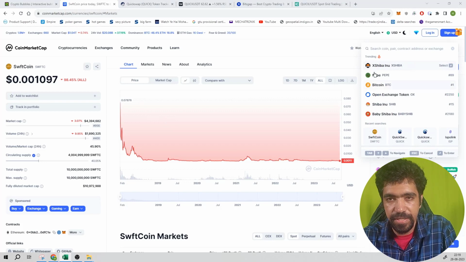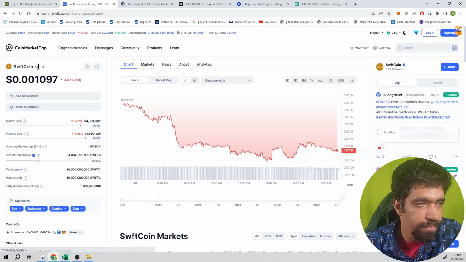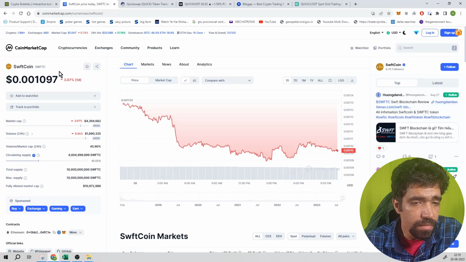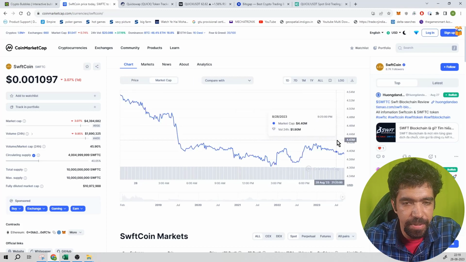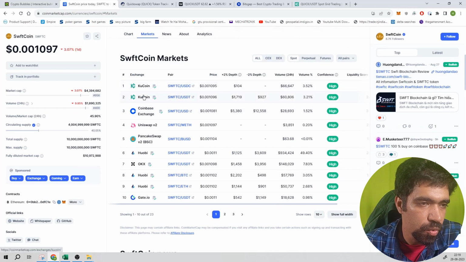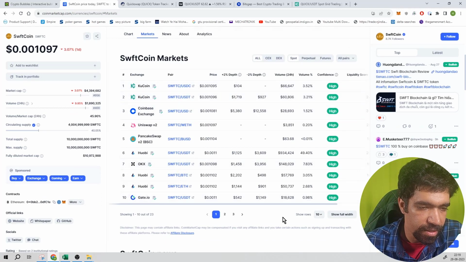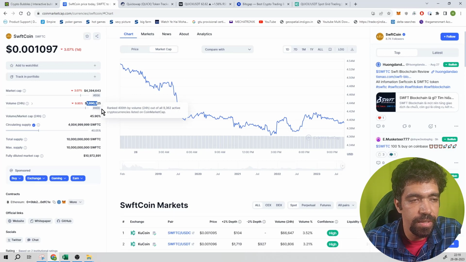So the coin name is SWFTCOIN, and the ticker of this coin is SWFTC. Now currently the price of the coin is $0.001097, and the market cap is only $4.39 million. It is available on multiple platforms such as KuCoin, Coinbase, UB Global, OKX, etc. The rank of this coin is 956 based on the market cap, and the volume value is $1.8 million. Based on the volume value, the rank of the coin is 400.